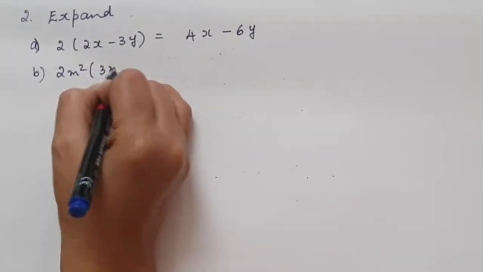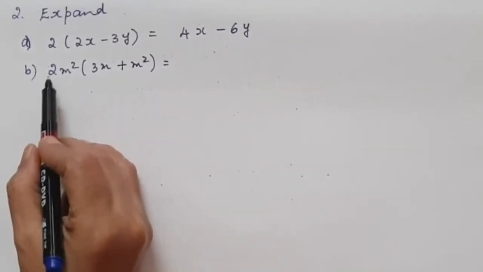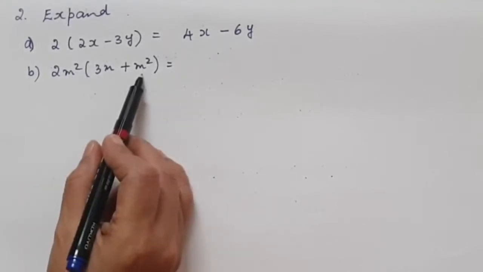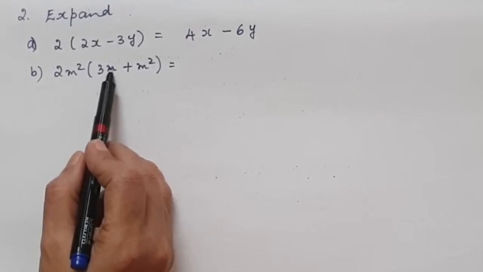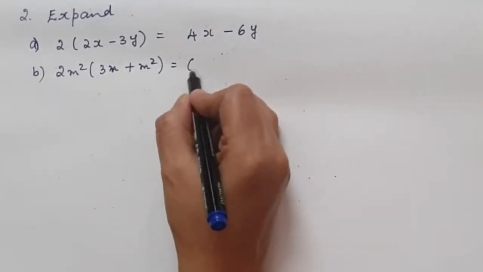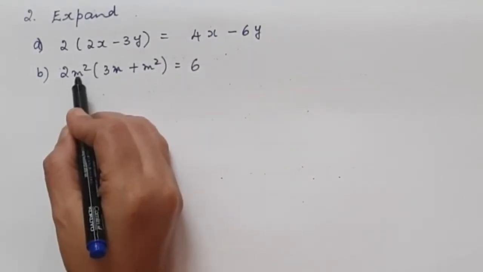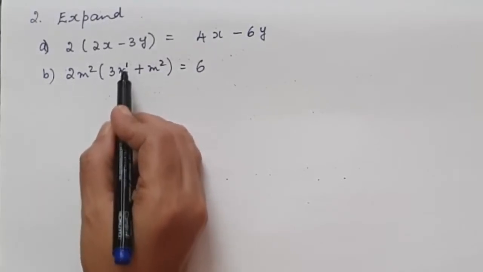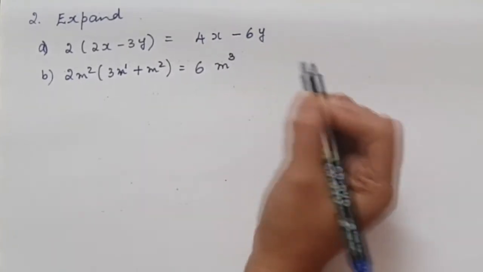Next, 2m squared into 3m plus m squared. Now again the same way, 2m squared has to be multiplied with 3m, and 2m squared has to be multiplied with m squared. So 2m squared multiplied with 3m, you just multiply the numbers. 2 into 3 is 6. And m squared into m, in indices we have learned that when you multiply, we need to add the powers. When it is m, it is just like m to the power of 1. So 2 plus 1 is 3, so it will be m cubed.